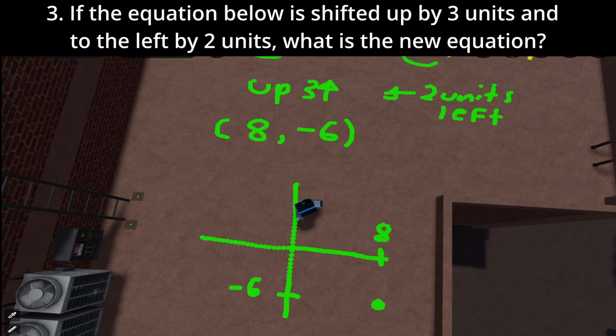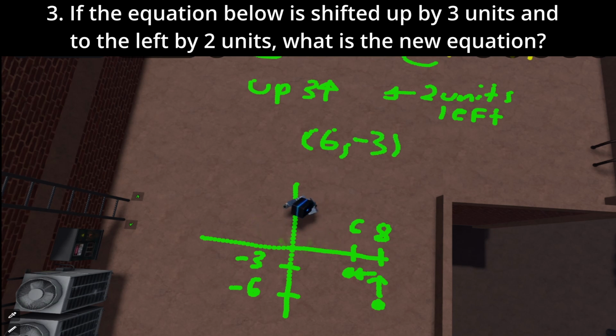We're moving it up by 3 units. So I move it up by 3 units. The y coordinate is going to be minus 3 now. And we're moving it to the left by 2 units. So I move 2 units to the left. I'm going to be at x equals 6. So now notice our new center is not 8, minus 6, but now it's just 6, minus 3.